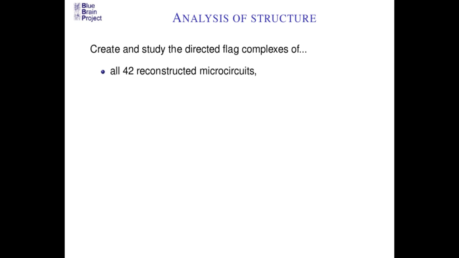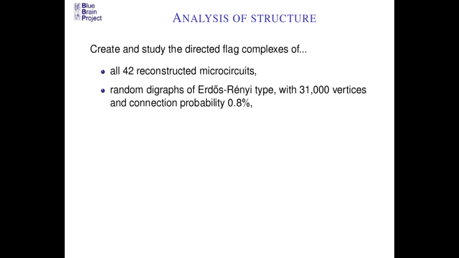So we have these 42 reconstructed microcircuits, 7 for each rat, for each of the 5 rats, and 7 average ones. And we're going to look at the directed flag complexes associated to the underlying directed graphs. Then we wanted to do some comparisons with various null models. The silliest null model is to compare this to Erdős-Rényi graphs, a directed version, with the same number of vertices and a connection probability of 0.8%, which is the average connection probability in the microcircuit.